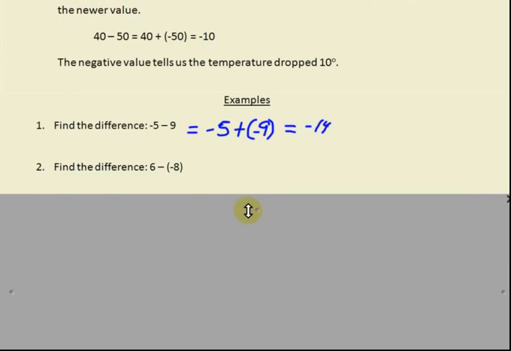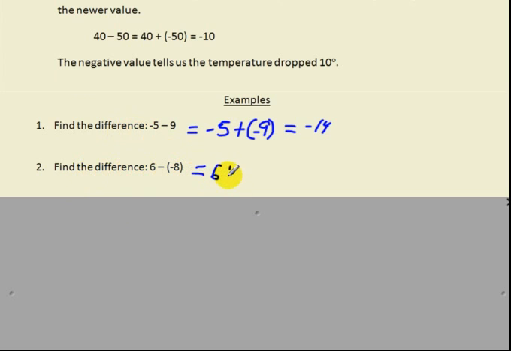Okay, next example. Find the difference again. Notice difference is the key word here for subtraction. Find the difference, 6 minus negative 8, which we can rewrite as 6 plus, and then instead of a negative 8, simply a positive 8. Now if you want, you can just write in plus positive 8. Some people like to do that. Okay? So 6 plus 8 will give us positive 14. Notice that subtracting a negative, we actually end up going to the right on the number line.